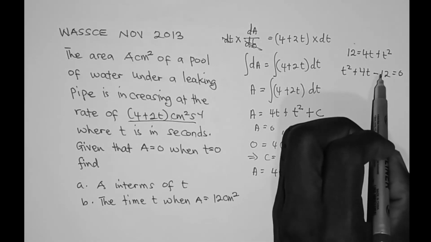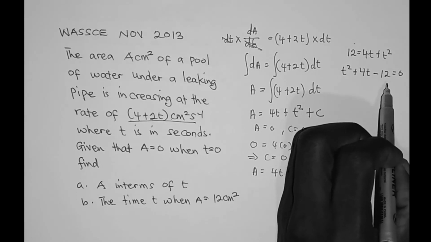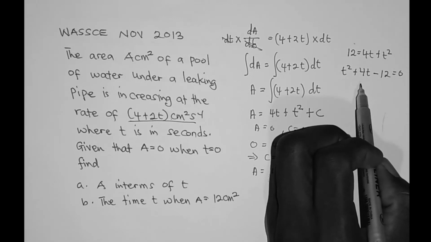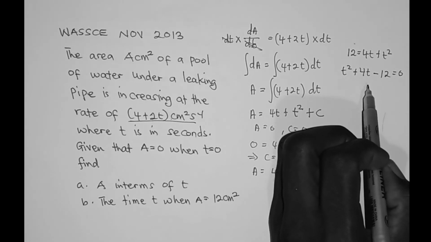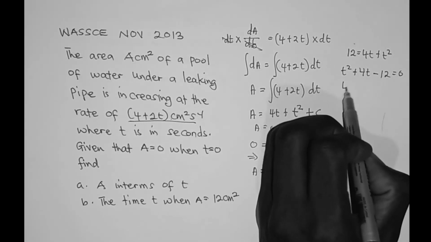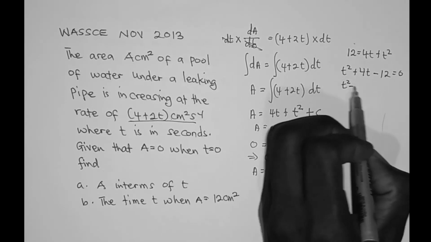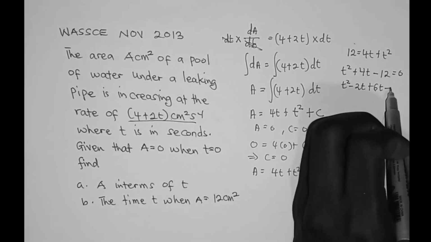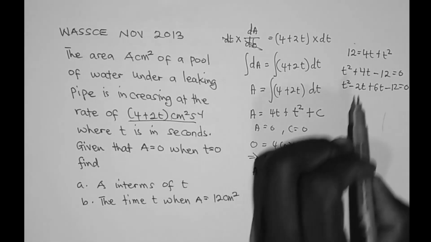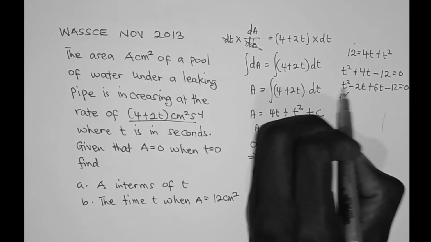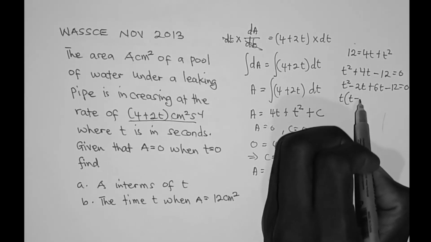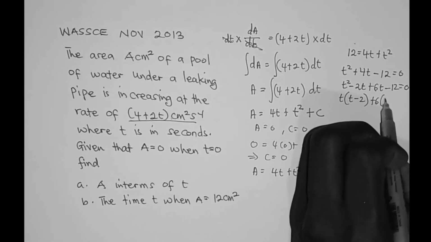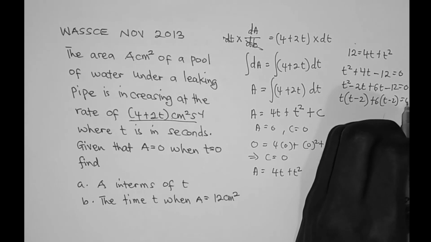So we need to look for two numbers that when you multiply, you get minus 12, and when you add, you get positive 4. Those numbers are positive 6 and minus 2. So this becomes t squared minus 2t plus 6t minus 12 is equal to 0. So we can factorize t out in this term. So we are left with t minus 2. And then in this term, we can factorize plus 6 out, along with t minus 2 equals 0.